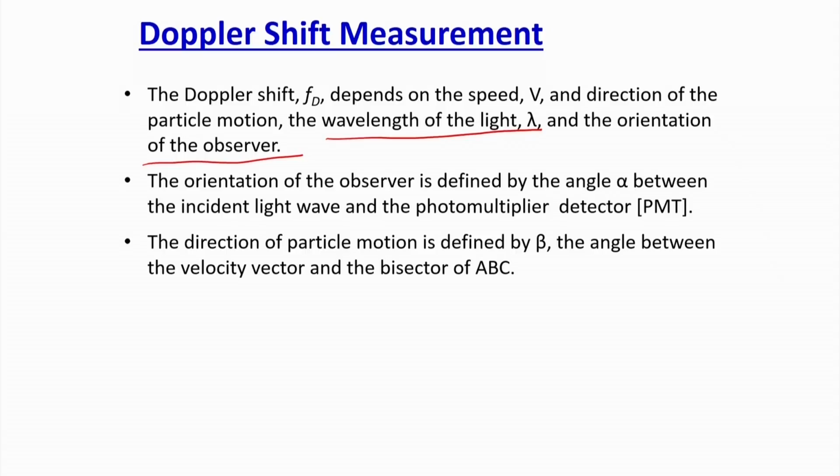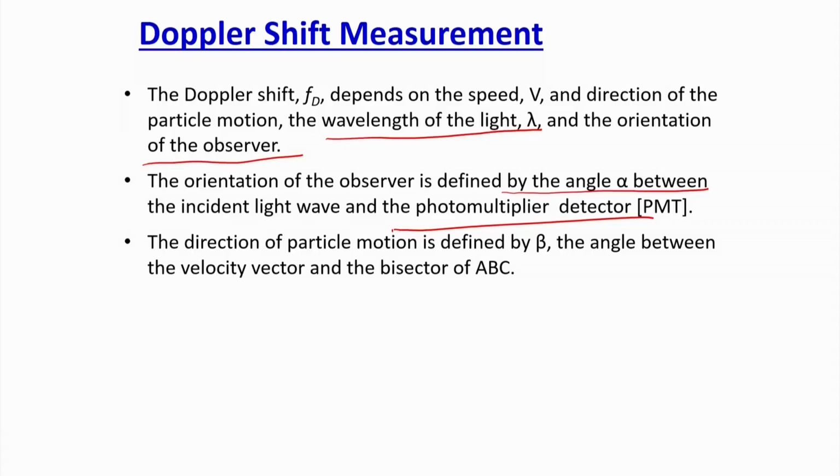Depending upon the direction of the detector or the observer, we can classify different types of LDA. So, that is going to depend on that. The orientation of the observer is defined by an angle alpha between the incident light and the photomultiplier tube. We will discuss what it is saying. The direction of particle motion is defined by the beta angle.